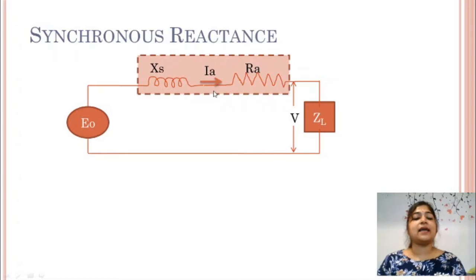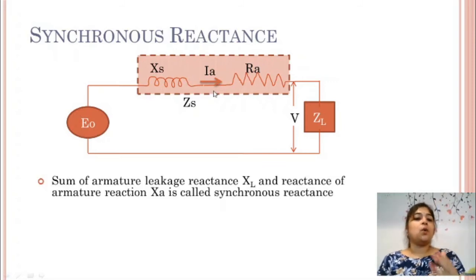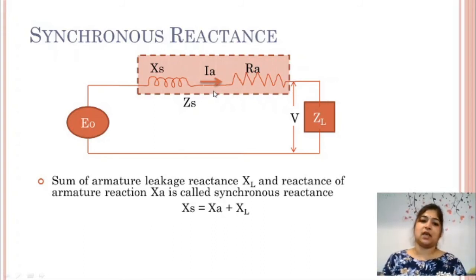RA is written as it is. I can combine RA and XS as well, giving you ZS. ZS is called the synchronous impedance. So let's write down the same thing in the equation. What is XS? XS is nothing but the sum of armature leakage reactance XL and reactance of armature reaction XA, and it is called the synchronous reactance. XS is equal to XA plus XL.